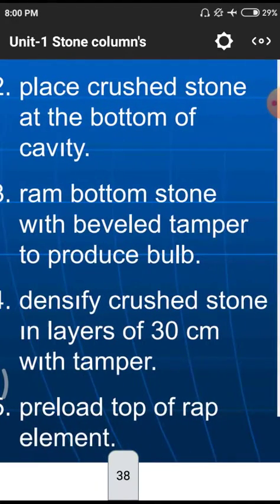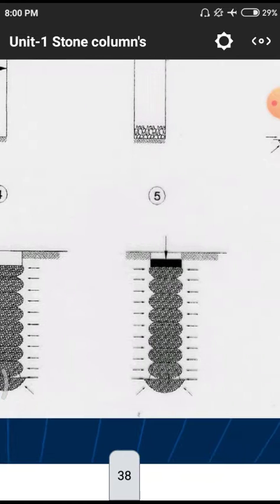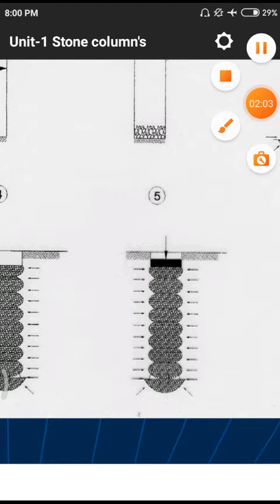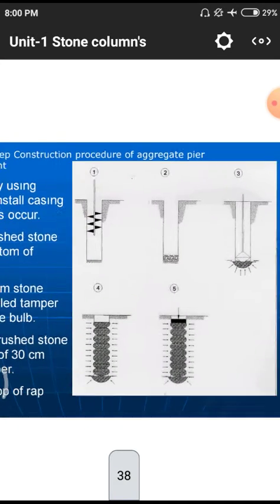Next is the preload top with wrap element. That means we need to use some amount of preloading by using some external loading elements. Normally we use cranes and other things for placing a small amount of load onto the stone structures, that means stone columns.